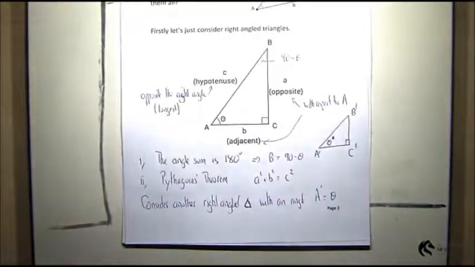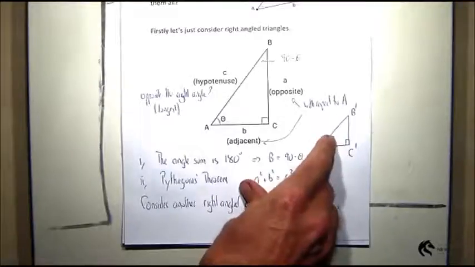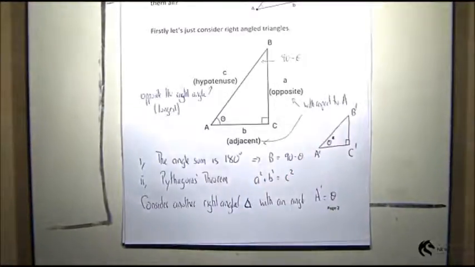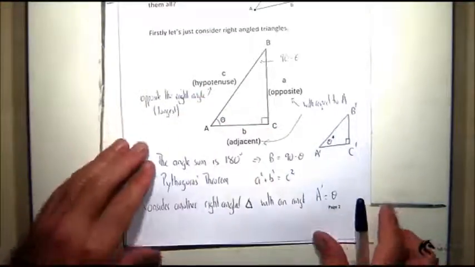That's not a dash there, that's theta. So it's not necessarily the same size, but it has 3 angles the same. Triangles that have 3 angles the same are called similar triangles.